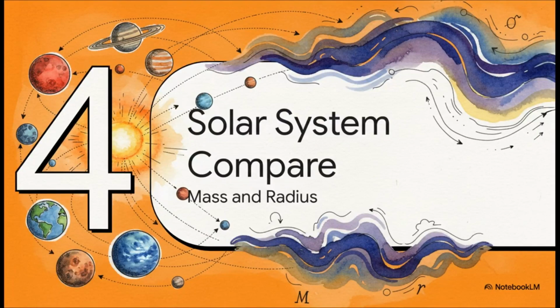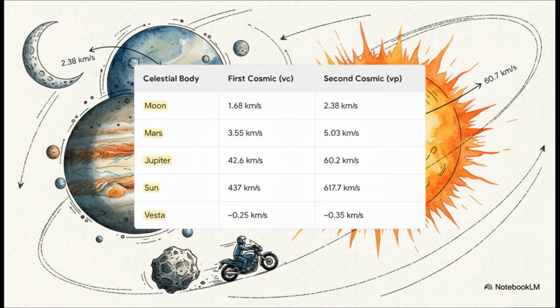Now, let us apply these principles across the solar system. This will help us understand how these velocities vary with planetary scale and how mass and radius dictate gravitational binding. As this table clearly illustrates, the required velocities are vastly different across celestial bodies. They range from a fraction of a kilometer per second for an asteroid like Vesta, all the way up to over 600 kilometers per second to escape the gravitational pull of our Sun.